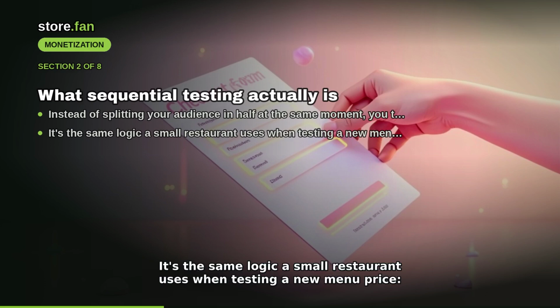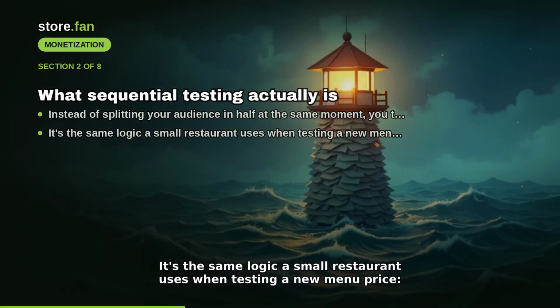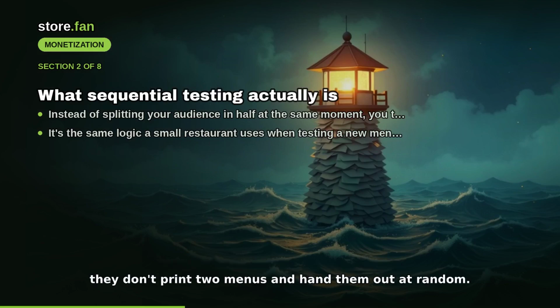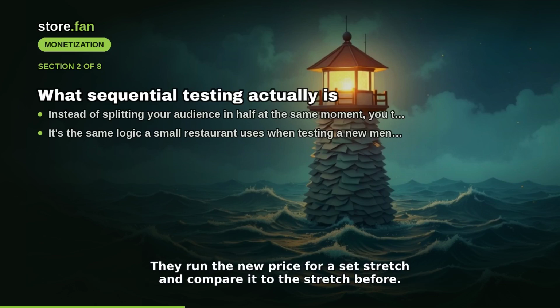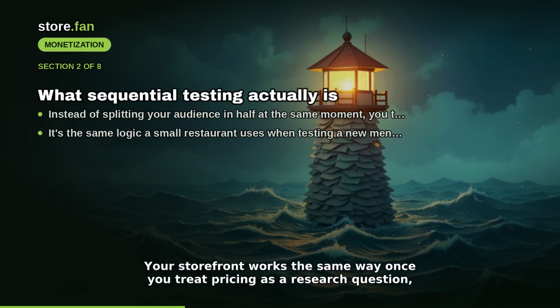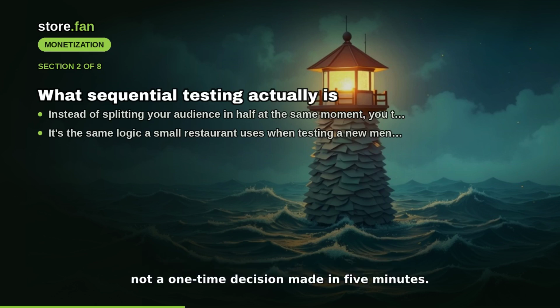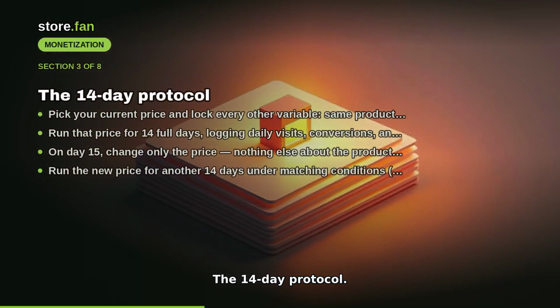It's the same logic a small restaurant uses when testing a new menu price. They don't print two menus and hand them out at random. They run the new price for a set stretch and compare it to the stretch before. Your storefront works the same way once you treat pricing as a research question, not a one-time decision made in 5 minutes. The 14-day protocol.